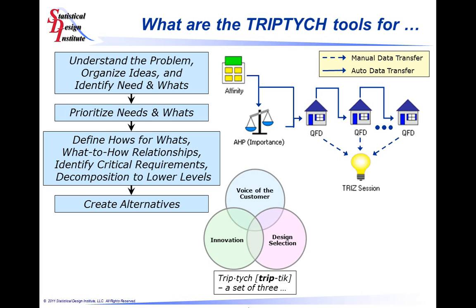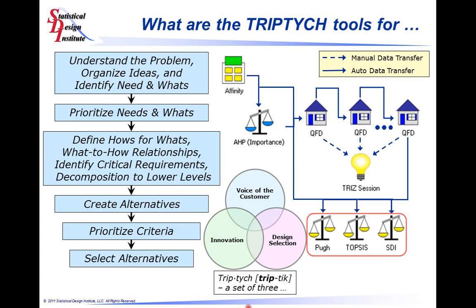Once we have the general requirements defined, then we can start creating alternatives. And one technique we looked at was the trees method, the theory of inventive problem solving, for coming up with alternatives to conflicting technical requirements that we may have developed.